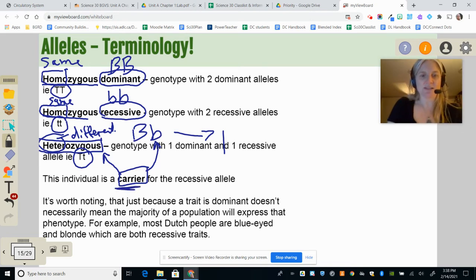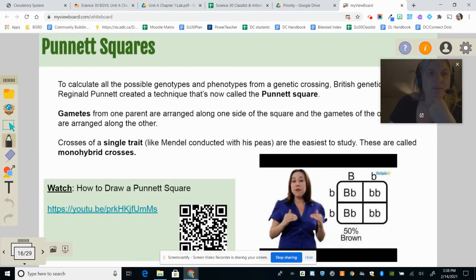Okay, and we talked about this last part about just because a trait is dominant, it does not mean the majority of the population are going to express that. Okay, we talked about that with the dwarfism example.